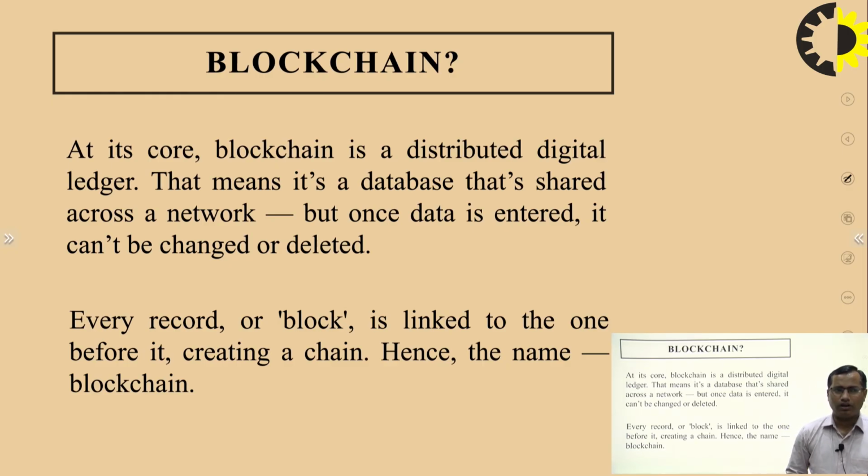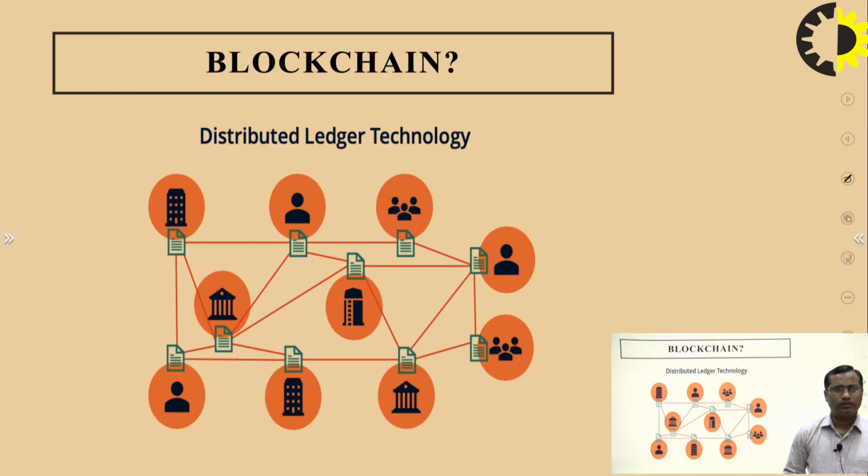And every record or block is also linked to the one before it, and so it creates a chain of blocks. That's why it is known as a blockchain. So we can see it's a distributed ledger technology. The whole technology known as blockchain is based on distributed ledger technology.